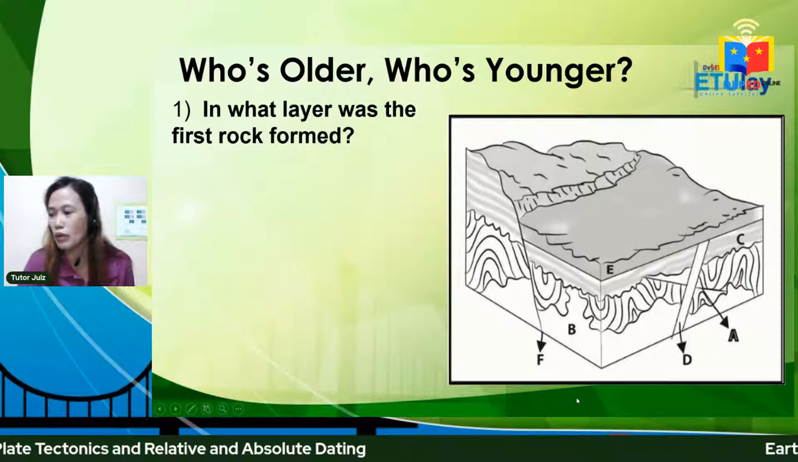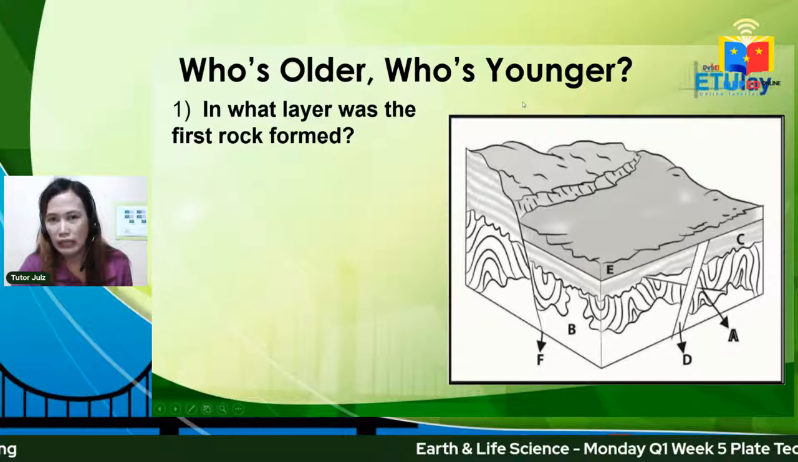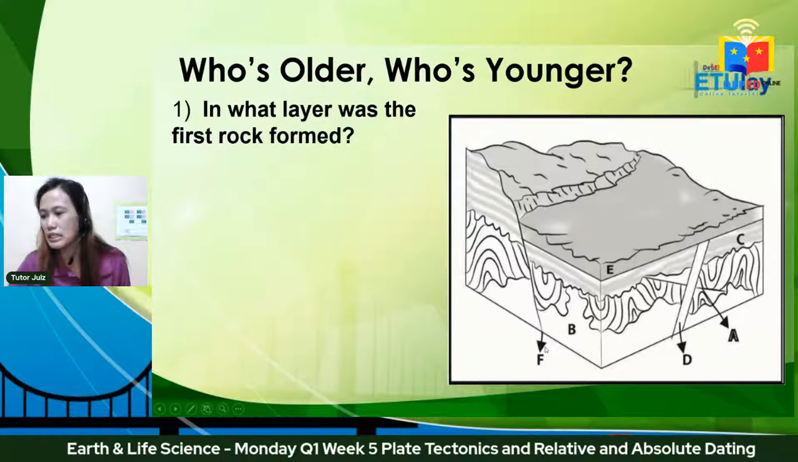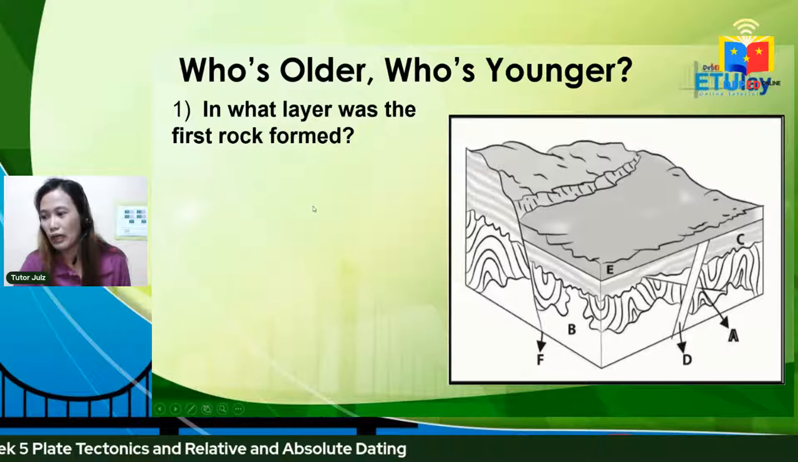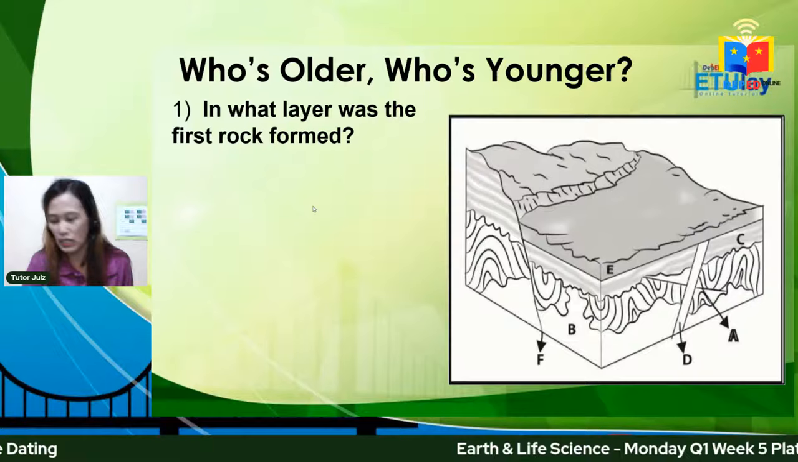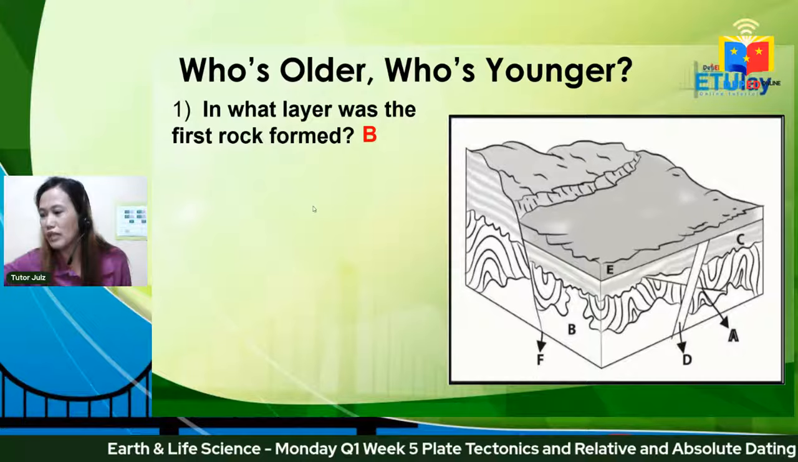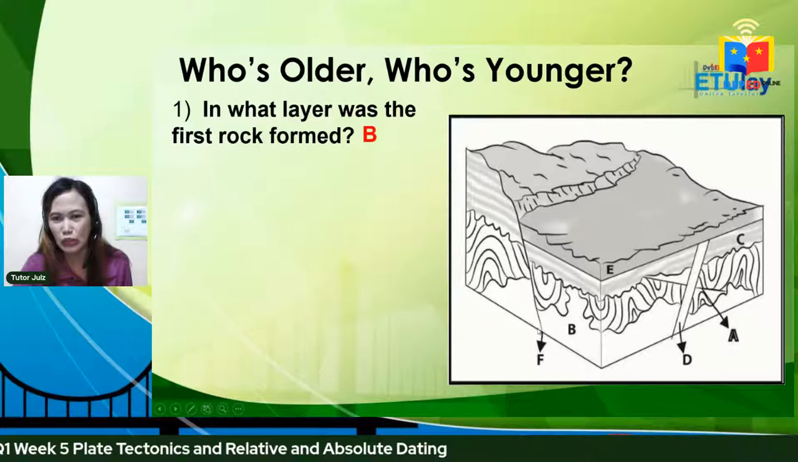Your answer is letter F. Where's letter F? The letter F refers to this line. Yung line dito, that is letter F. Okay? E is the younger. I'm asking the first rock formed. Yung first rock na na-form. So, Alenia Chavez answered letter B. Okay, it's B. You're right, Alenia. And then the rest, they said letter F. Okay, the F refers to this line. Yung line dito, that is F.